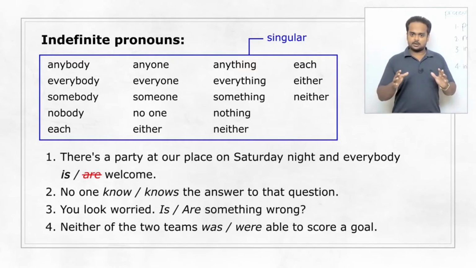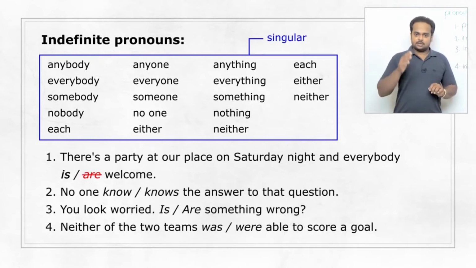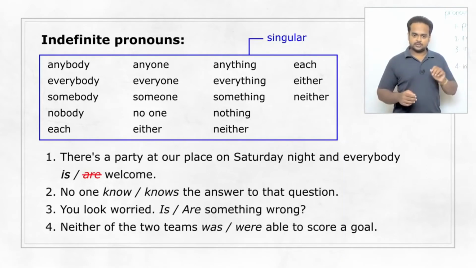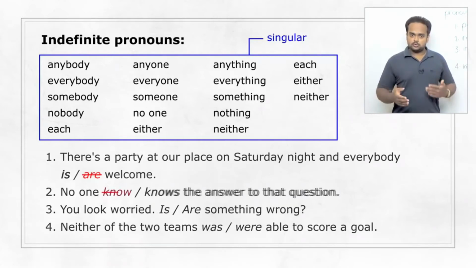And you might be asking here, wait, how is that possible? Because everybody means all the people. True, but everybody is kind of like saying every single body or every single person. So because we're referring to every single person, the pronoun is singular, you have to use a singular verb. In the same way, in number 2, no one knows the answer to that question. We're talking about no one. In number 3, you look worried, is something wrong?